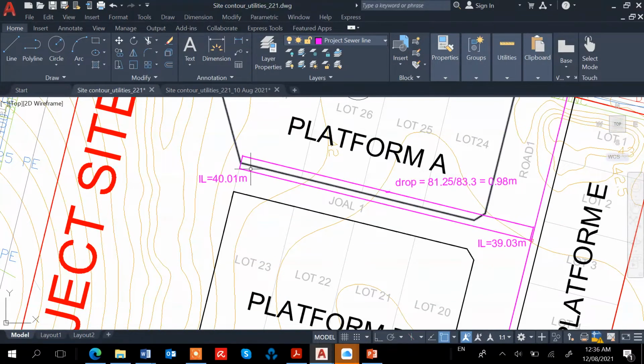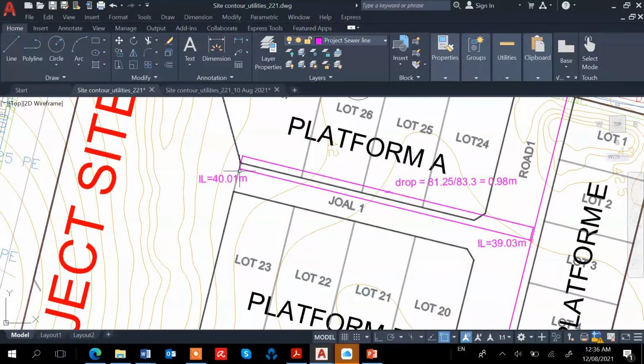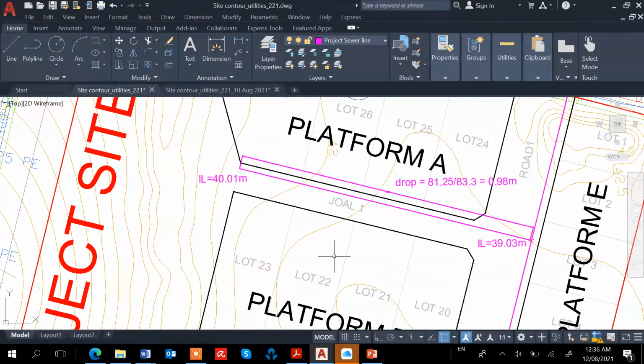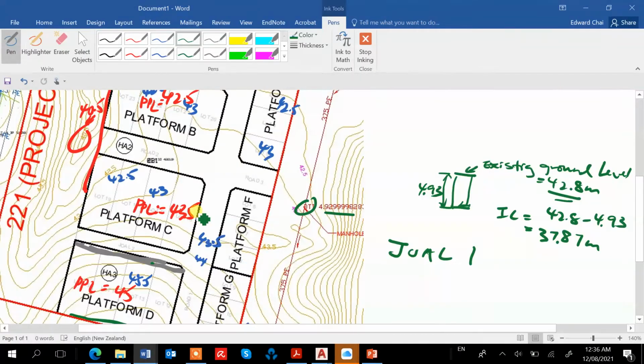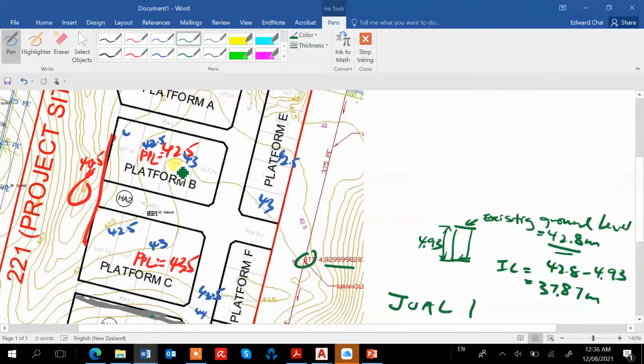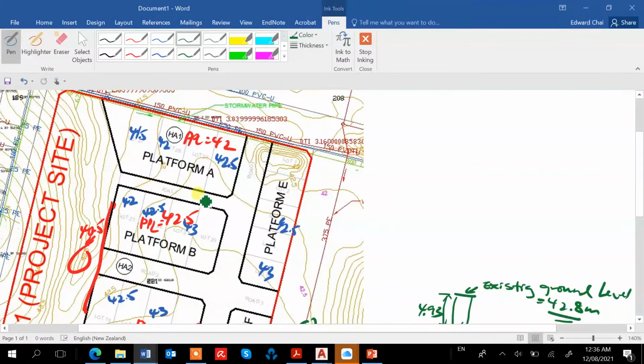So this is the furthest point, and we need to have a cover of 0.9 for the sewer line. So this place needs to be at least 40.9. The platform here, or the road rather, needs to be at least 40.9 to provide sufficient cover for this sewer line. Looking at the contours here, this one is probably about 42.5, this 42. So it's much bigger than 40.9.